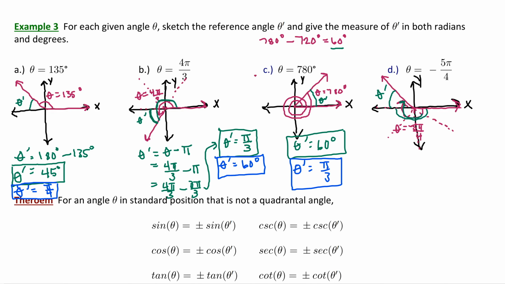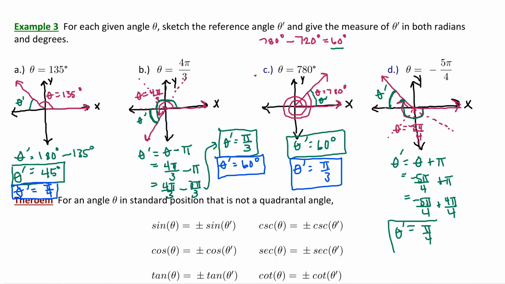So we need to calculate theta prime. To calculate our reference angle theta prime, this time, because we're dealing with a negative angle, we're going to add pi. So if we've rotated through a negative angle and then we add pi, the difference here is going to be our reference angle. So we're going to take theta, negative 5 pi over 4, plus pi. When we get a common denominator here, we have negative 5 pi over 4 plus 4 pi over 4, and that's going to give us a reference angle in radians of negative pi over 4, which in magnitude is pi over 4. And in degrees, that's equivalent to 45 degrees.